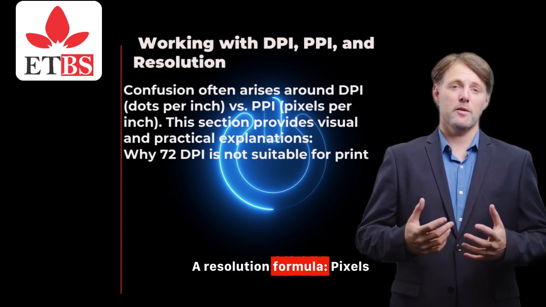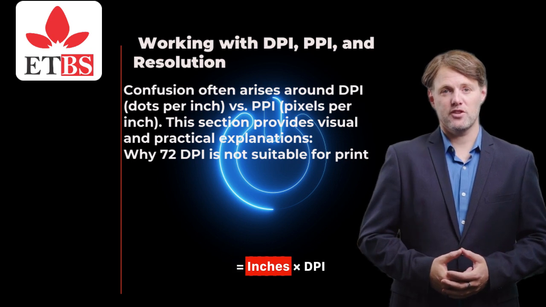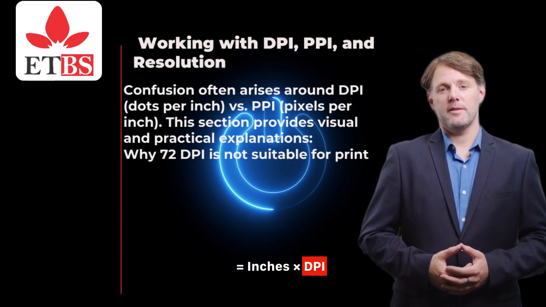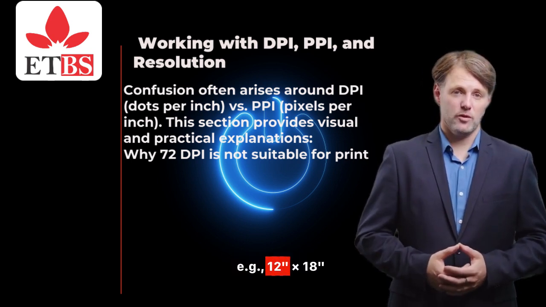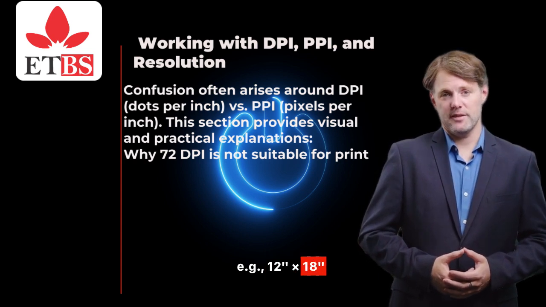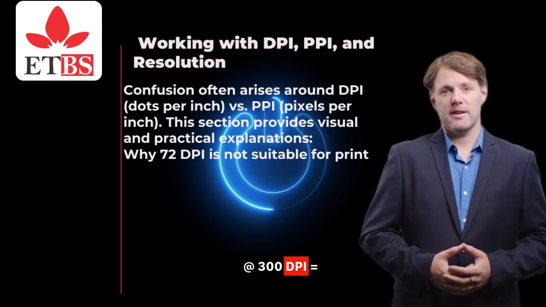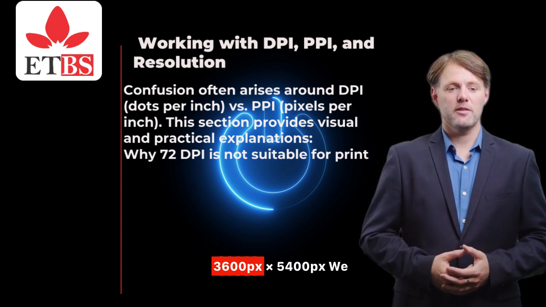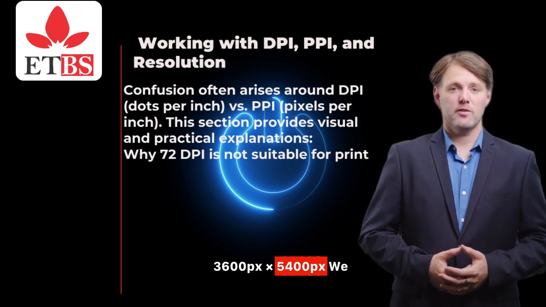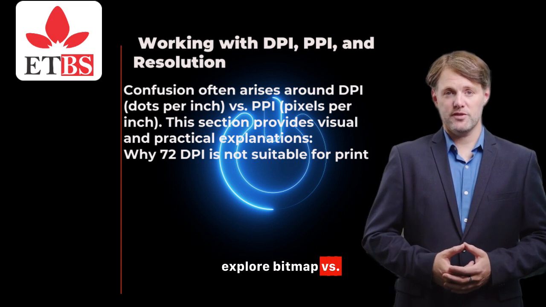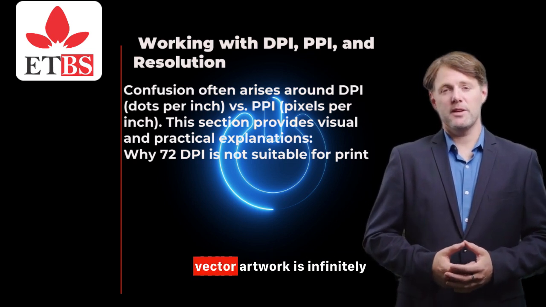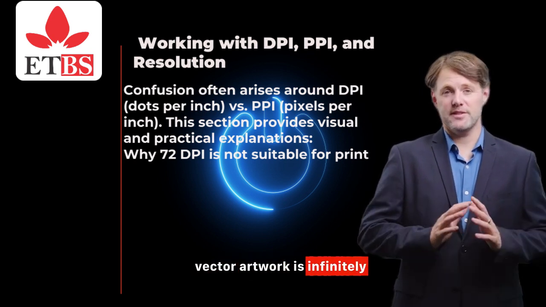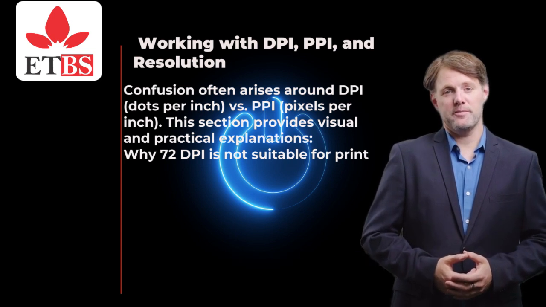A resolution formula: pixels equals inches times DPI. 12 inches times 18 inches at 300 dpi equals 3600 pixels times 5400 pixels. We explore bitmap versus vector resolution and how vector artwork is infinitely scalable without pixel loss.